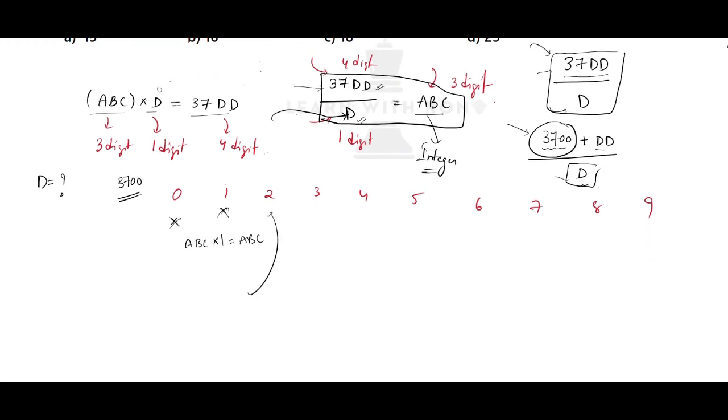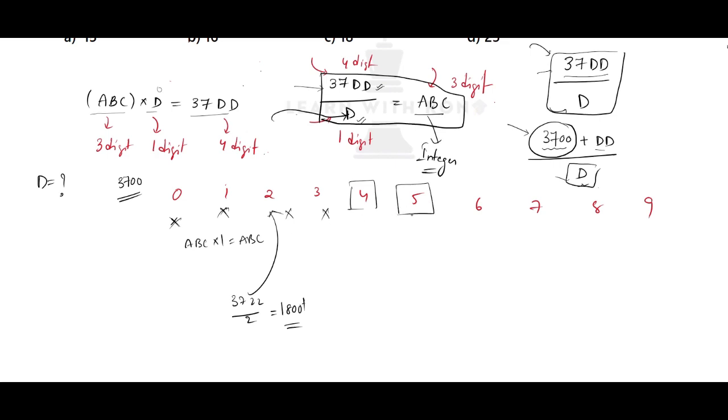We cannot take D as 2 also. But why? If I take D as 2 and substitute directly, 3722 divided by 2, I get a quotient which is 1800 plus, which is a 4-digit number. When this number is divided by D, we need to get a 3-digit number, not a 4-digit number. So D is not equal to 2. See here 3: 3 does not even divide 3700, so how can it divide 37DD? No. Here the last 2 digits are divisible by 4, so this might be our number. And 5 also divides 3700. This might be a number.